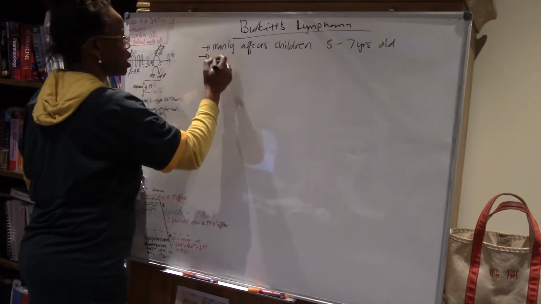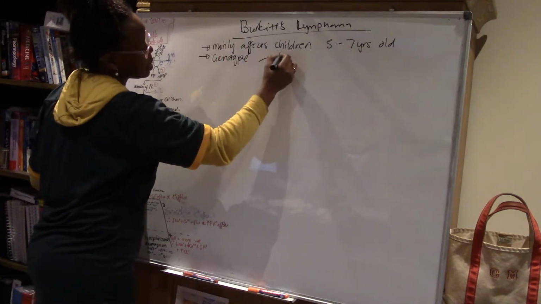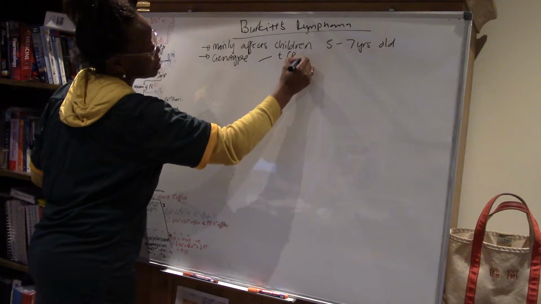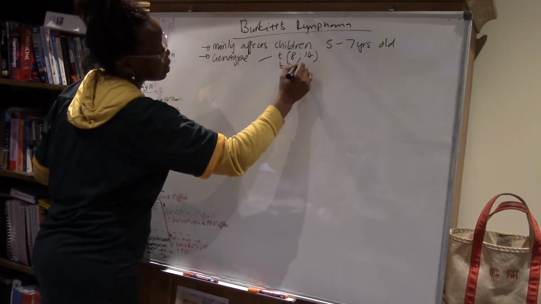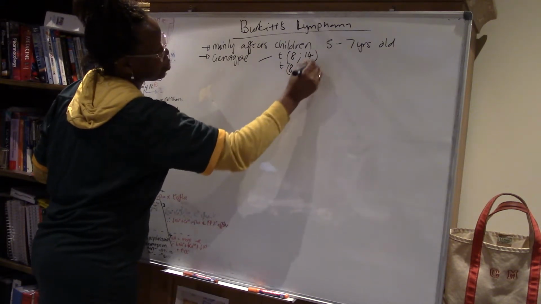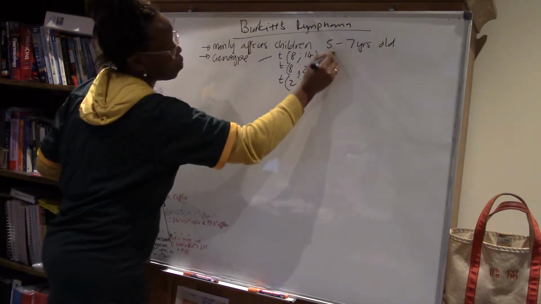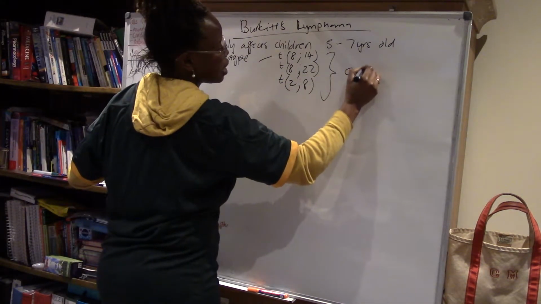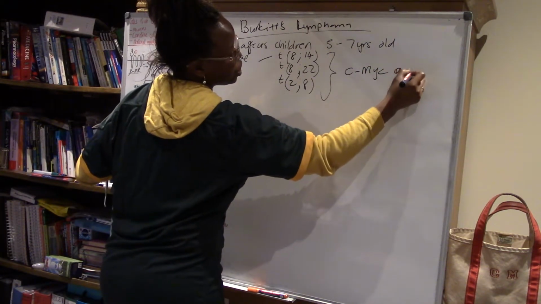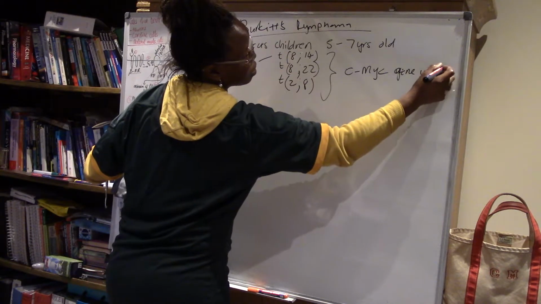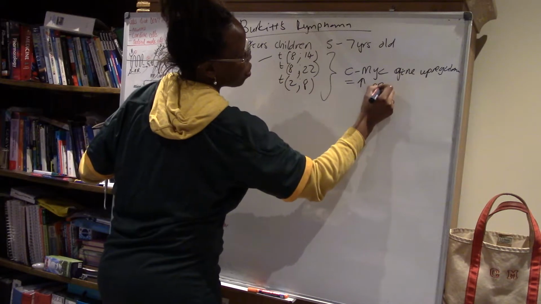And its genotype will be the translocations t(8;14), t(8;22), and t(2;8), and they all result in C-MYC gene upregulation, and it leads to increased proliferation.